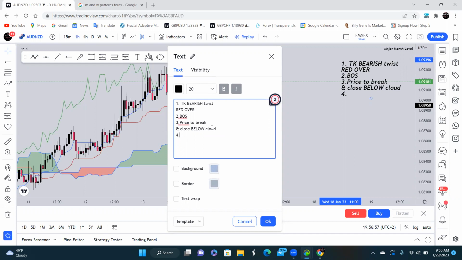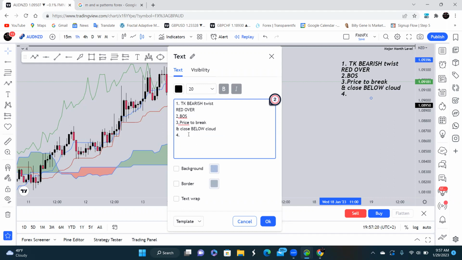You can get a TK crossover inside the cloud. It doesn't matter. You can get a green or red cloud before the TK twist even happens. So I'm just giving you a general list. Below the cloud. All right, and it needs to close below the cloud.